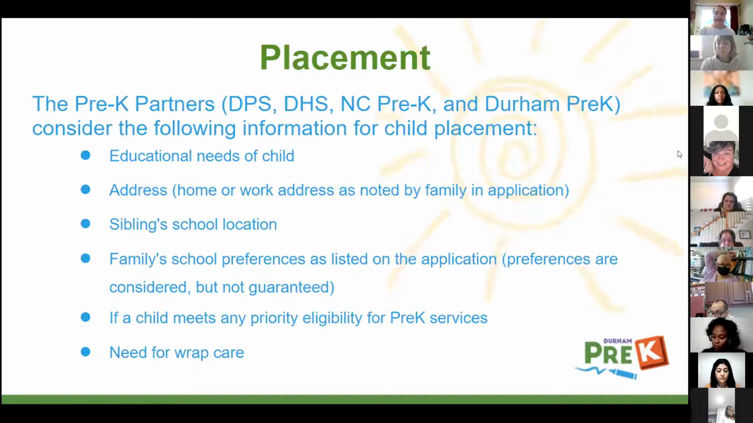So for placement, the pre-K partners take all of this information into consideration for each child's placement. So this would be the educational needs of the child. We take into account address, and families on the application are asked to note if they would prefer to be placed closer to home or work. And that's all on the site preferences portion of the application. We do take into consideration the siblings' school location, and we do the family's school preferences as listed on the application. Again, just to highlight, those preferences are considered but not guaranteed.